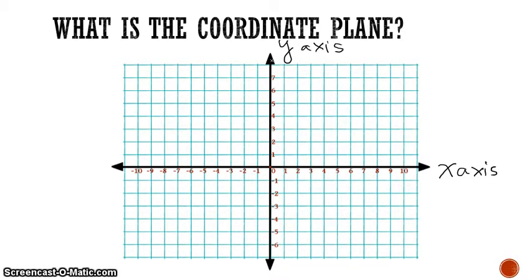Another important thing is if you notice, all of these lines have arrows on the end. So these arrows mean that all of these lines are infinite. They keep on going on forever and ever and ever. So this does not just stop at 8. It keeps going. So that's what the arrows mean. They're very important.